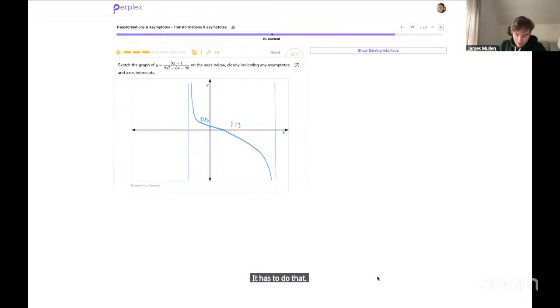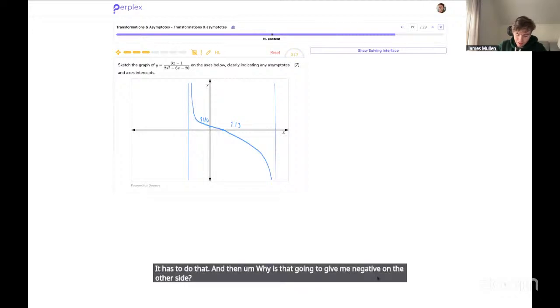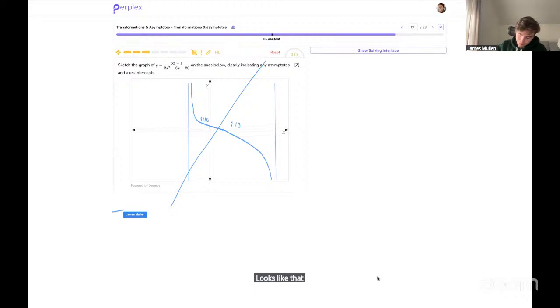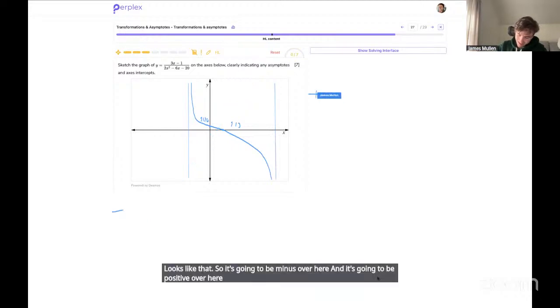And then, why is that going to give me negative on the other side? I still think it's just going to give me, oh my God, I don't know how I'm so dumb. 3x minus 1 looks like that. So it's going to be minus over here, and it's going to be positive over here. Okay? Jeez. And so I'm going to have something that looks like this.